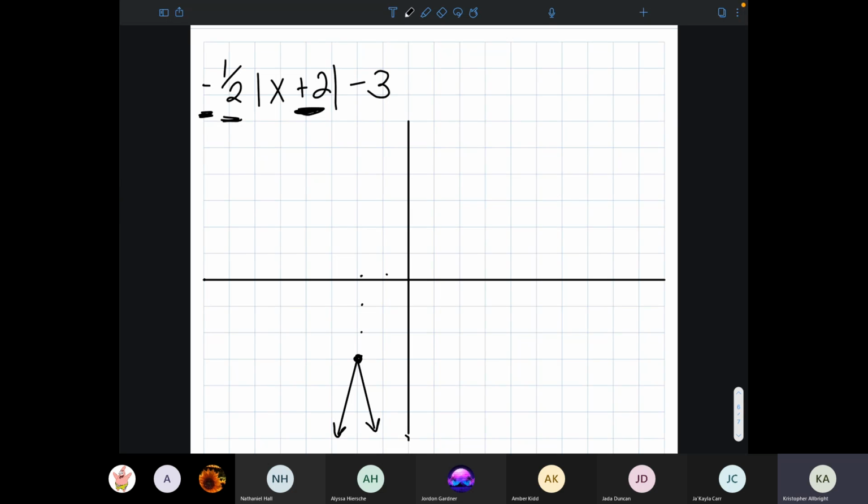Okay, so questions on absolute value functions. You guys feel okay? Good enough for me to move on? Okay, moving on. Let me pull the homework back up.